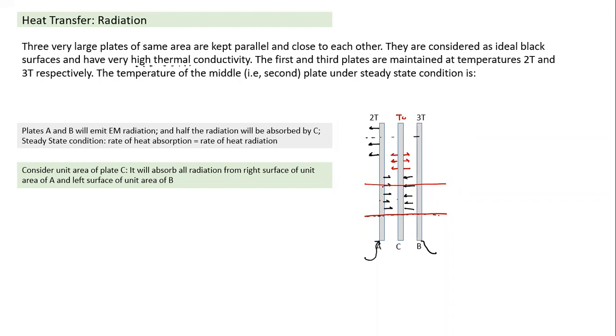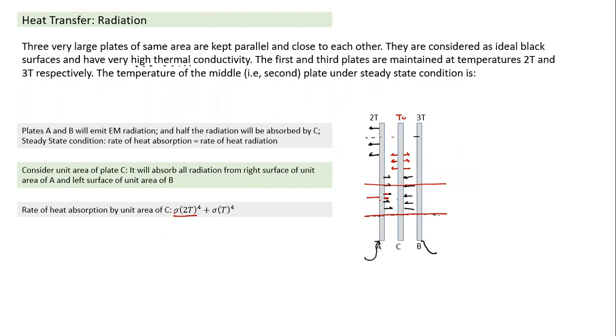Rate of absorption of heat by unit area of C. What is the heat it will absorb? It will absorb heat equal to sigma into 2T to the power 4. This is equal to the heat radiated by 1 square meter of the right surface of the 2T plate. Since it is a perfectly black body, whatever heat is radiated from here, the same amount of heat is absorbed. So this is the heat radiated by the right surface. Left surface heat will not be received here, so I'm taking only one area.